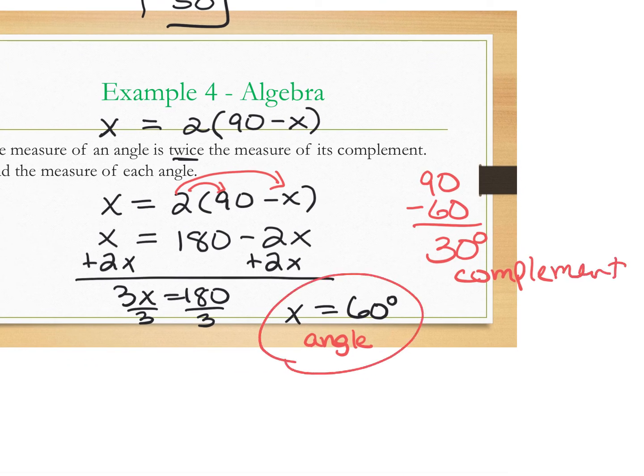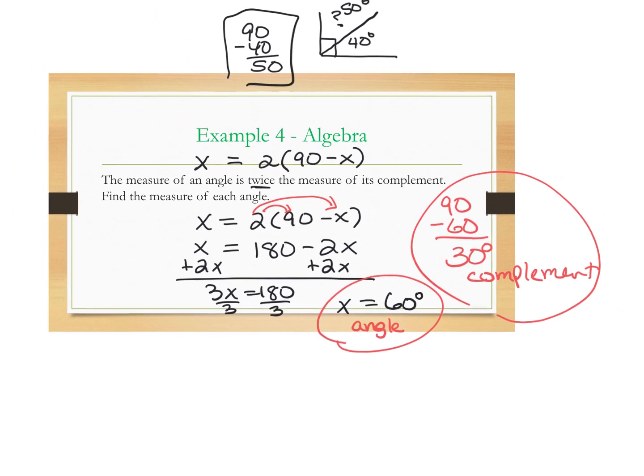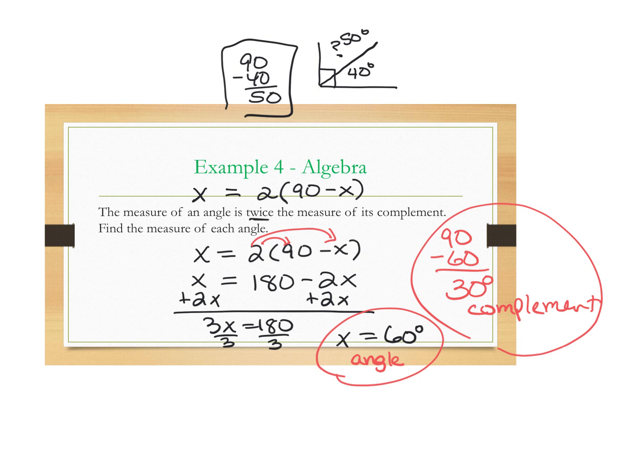And this is the angle. Yes, question? Yes, what do you mean when you say twice? The measure of its... So twice means times 2. And then remember how I showed you up here, when we want to find a complement, we just take whatever the angle is and subtract it from 90. Here, my angle was x. I didn't have a number for it. So that's why I did 90 minus x. And then twice was the times 2 that I put out in the front.